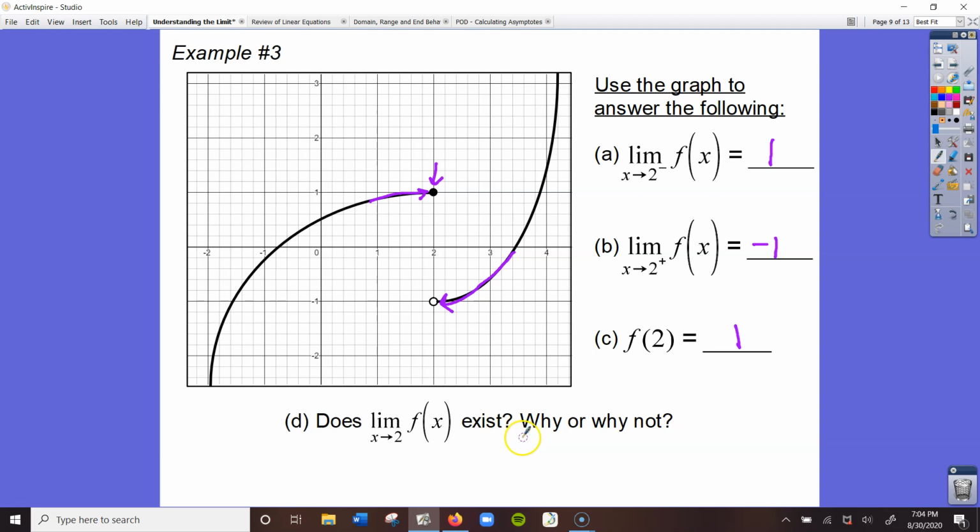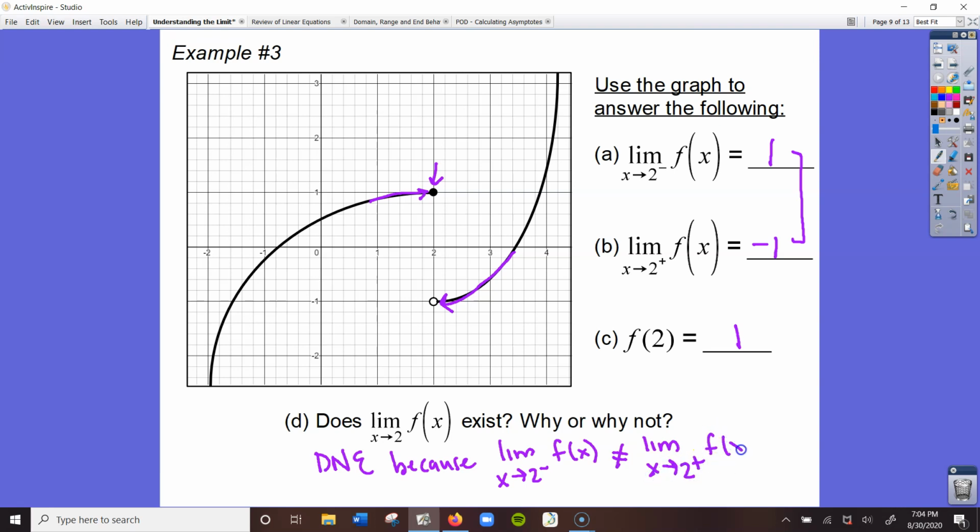Now does the general limit exist? We're going to look at the left side and the right side and determine, are they equal? Since they are not equal, the limit does not exist. And you would say because the limit as x is approaching 2 from the left of f of x does not equal the limit as x is approaching 2 from the right of f of x. This is how you would justify why a limit does not exist, simply by stating that the left and the right are not equal.